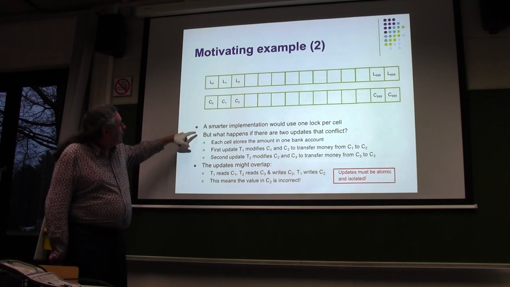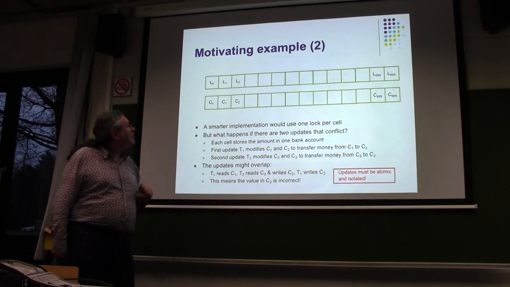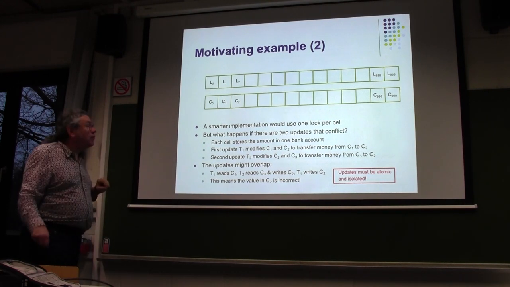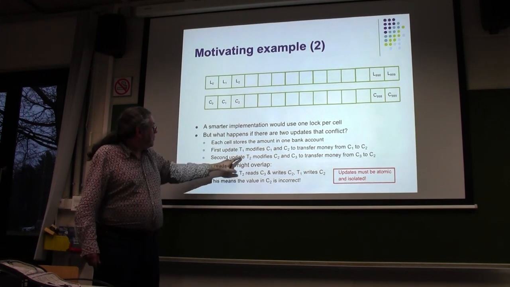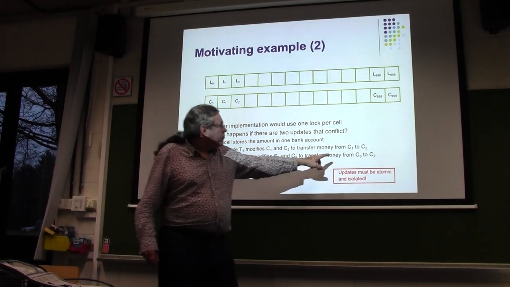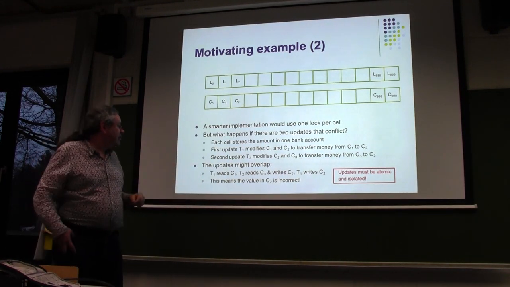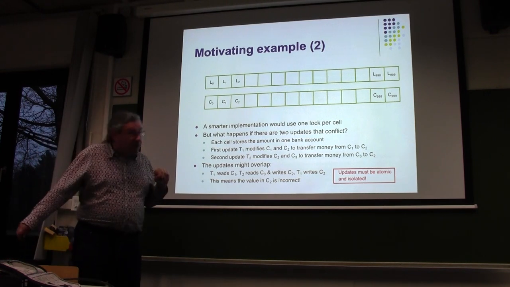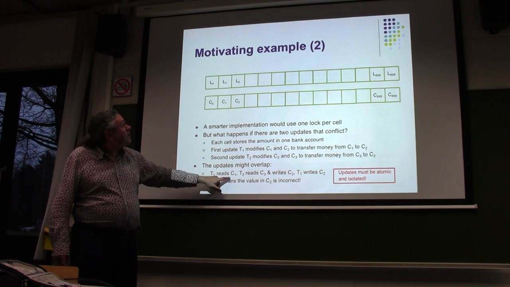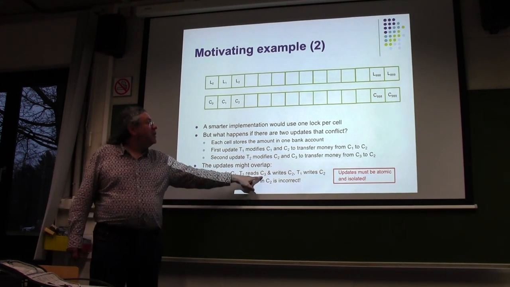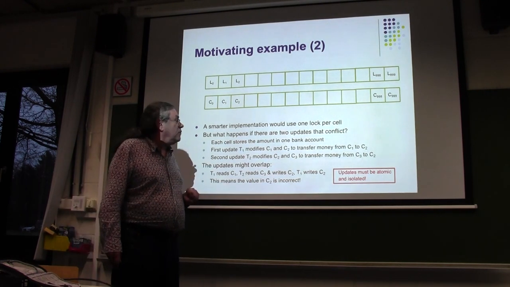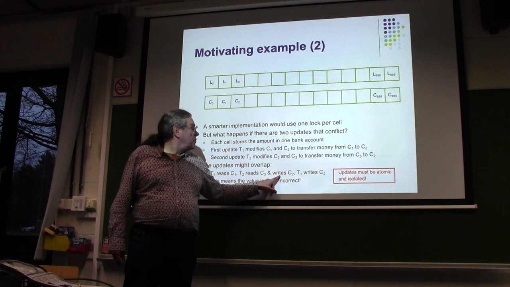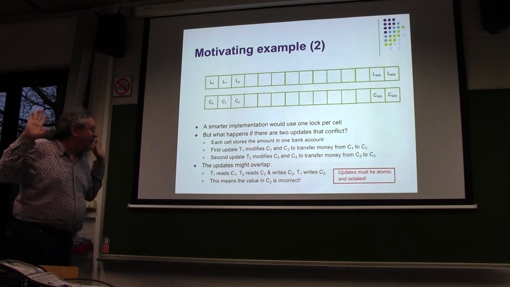But in fact, it's not quite good enough. Here's an example. Let's say they're all bank accounts, and have money in each one of them. Now let's say I have a transaction T1, which is a money transfer from C1 to C2, and there's another transaction T2, a money transfer from C3 to C2. So money is going in to C2, but you have to be very careful because they're concurrent and the scheduler might overlap them. T1 will read C1, for example. T2 will read C3. And maybe T2 immediately writes C2 with the lock. And then T1 gets the lock and writes C2. That means this value is overwritten. The money that was transferred to C2 disappears. Poof. So that doesn't work.